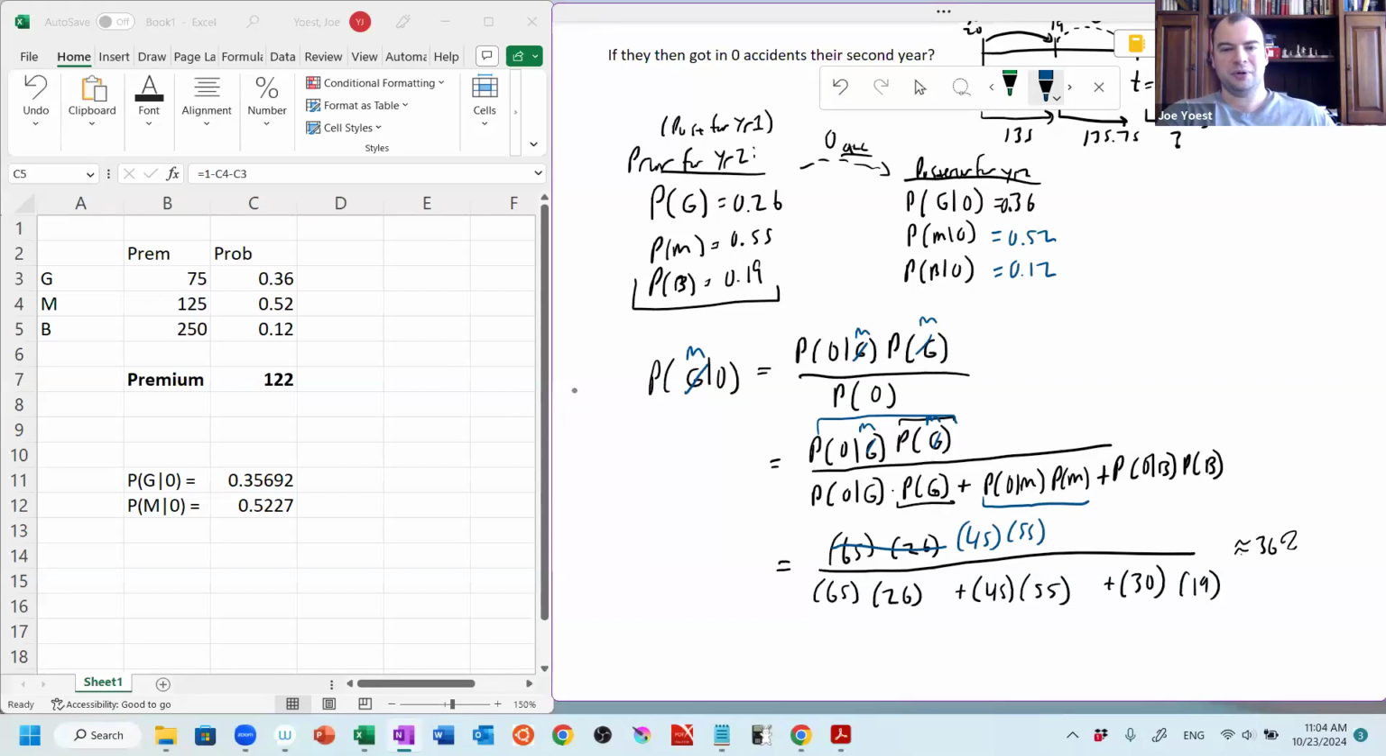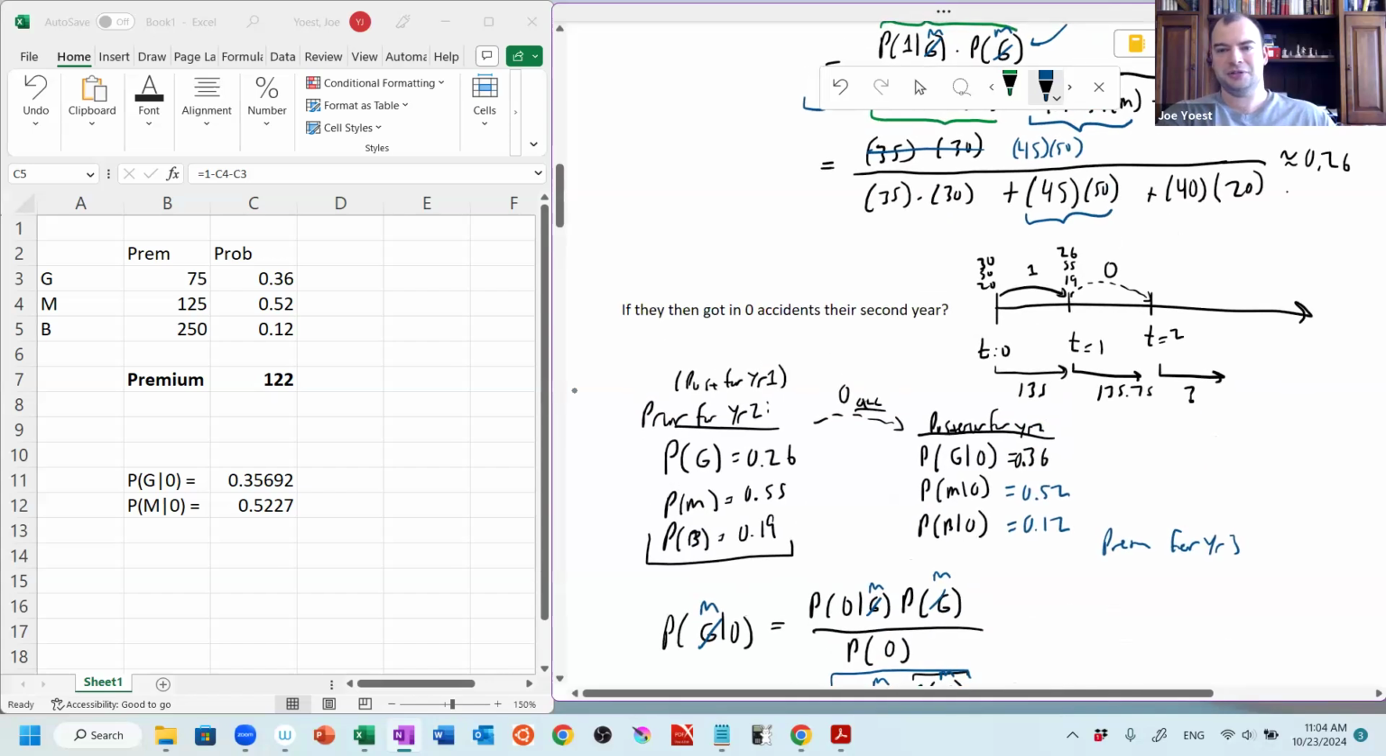And that cascades over to my premium, because of course these posteriors for year 2, 0.36, 0.52, 0.12, those are going to be my priors for year 3. That's my best guess at this driver's status, or my beliefs about this driver at this point, and I'm going to base their premium on that. My premium for year 3 is going to have gone down to $122 per month.